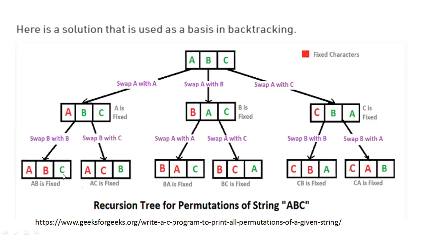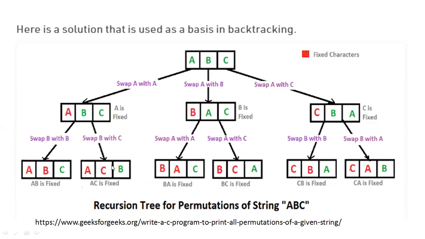So now A and B are fixed and we get one solution, that is the ABC combination. Out of three characters, two are fixed and only one is remaining. So we got the solution ABC. The complete string is there and this is the one combination that we found. In our maze example, we exit our execution once we get the solution. But here, we will not exit our execution. We will backtrack and again swap B with C. When you swap B with C, you get the next solution.